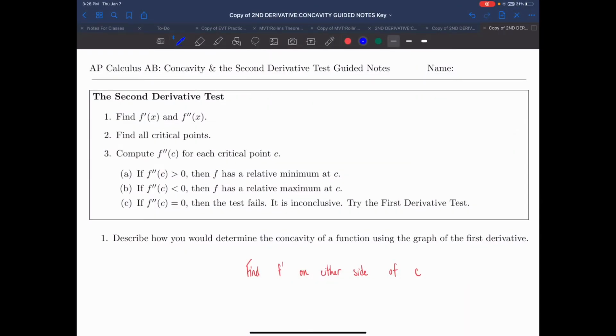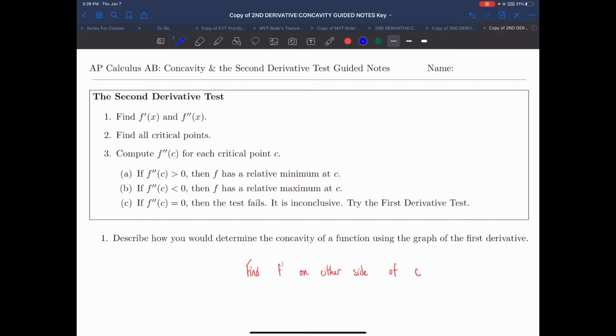Okay, today we're looking at the second derivative test and concavity, and I will just read the second derivative test instructions here. It says find f prime and f double prime, which makes sense. You can't find f double prime until you find f prime. Find your critical points, and then it says compute f double prime of c for each critical point c.